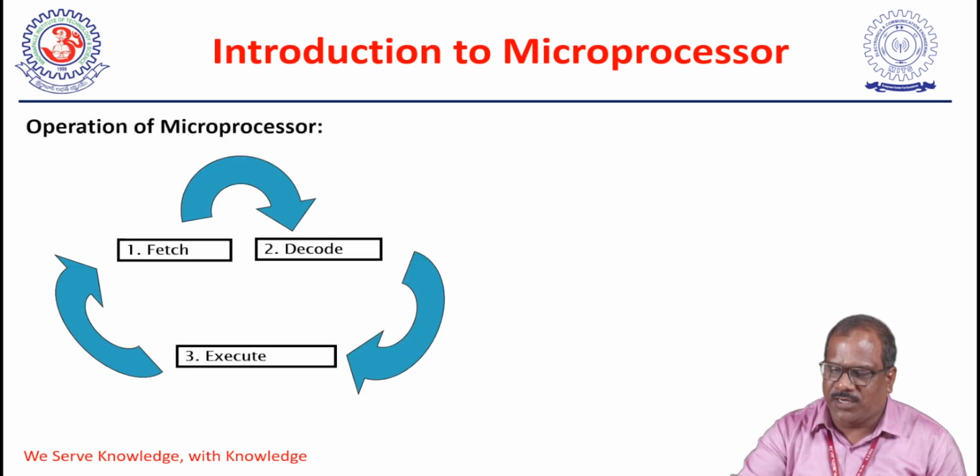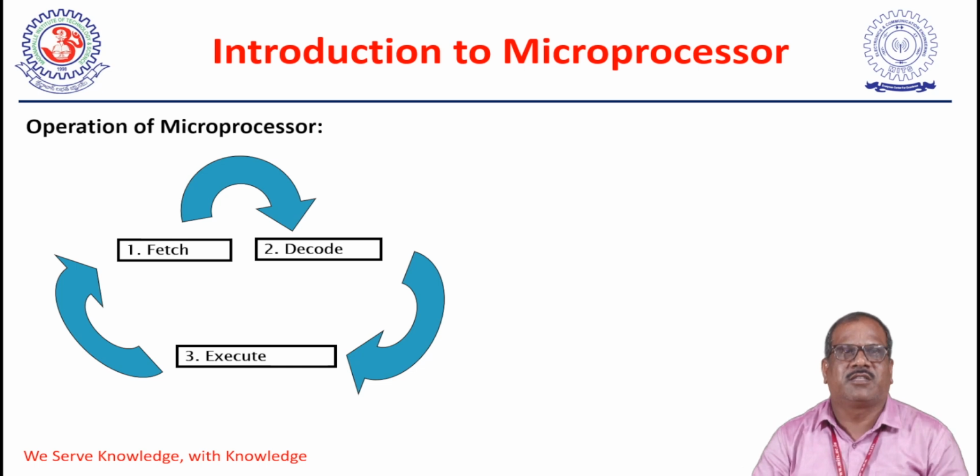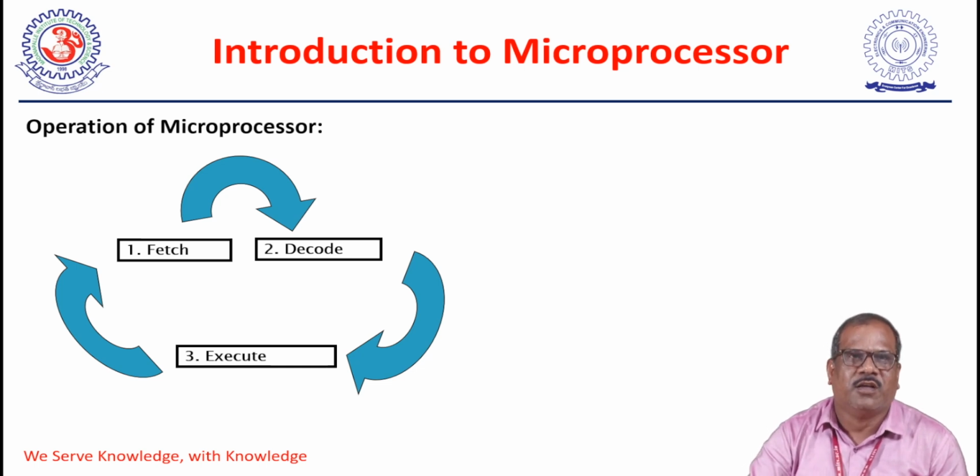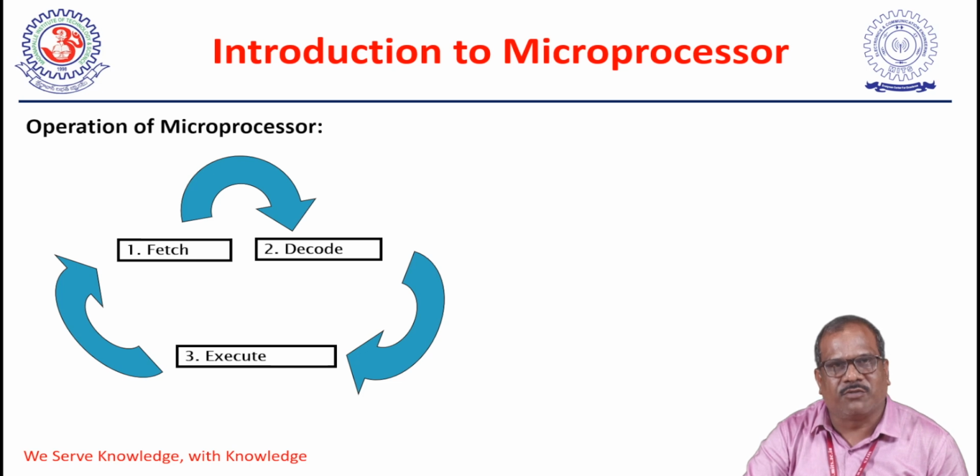What is the basic function of a microprocessor? What is the basic operation of a microprocessor? A microprocessor always accepts hexadecimal values. That is the basic operation of a microprocessor. It has three basic functions: fetch, decode, execute. What is the function of fetch? Get the value from memory. The fetched value is always in hexadecimal.